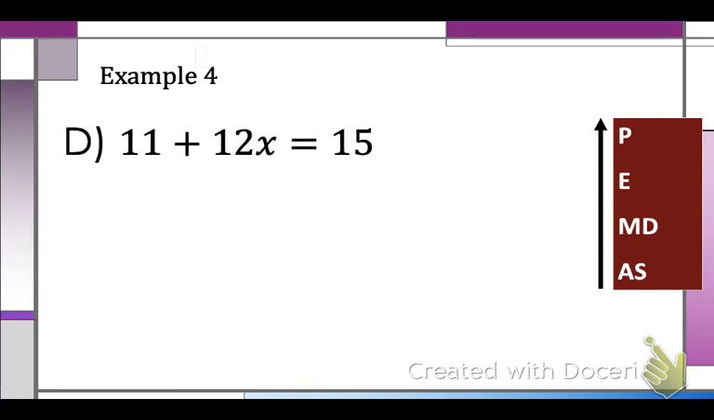Okay, I want you to pause the video and I want you to try this one and then check your answer. And if you don't understand why I got the answer that I got, you should be asking me.